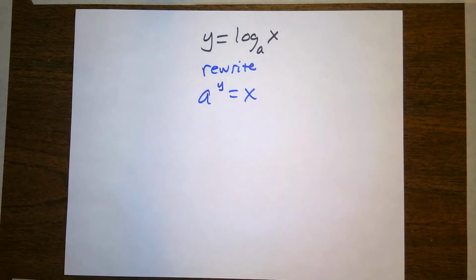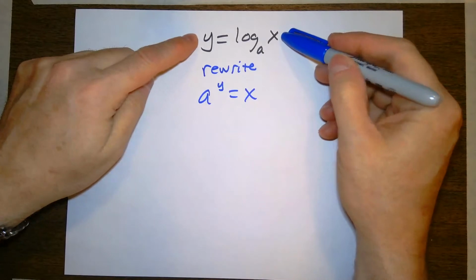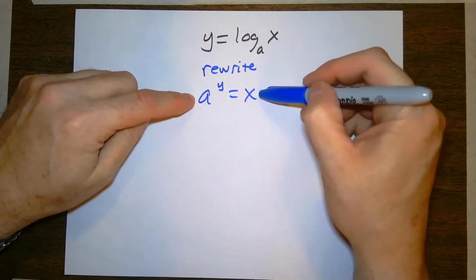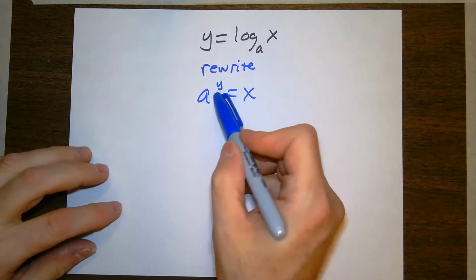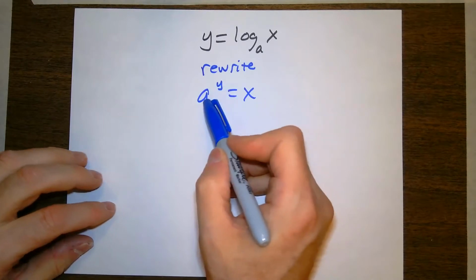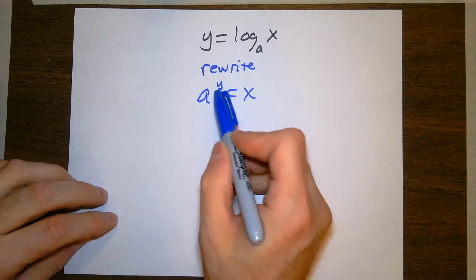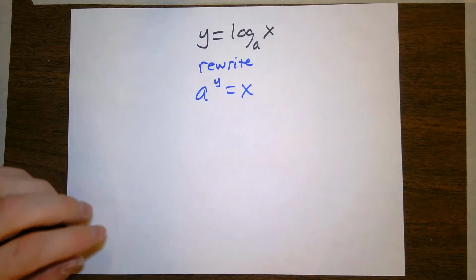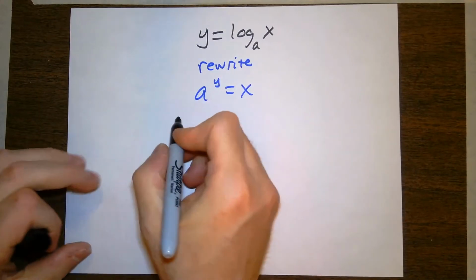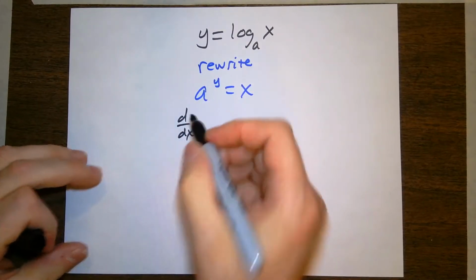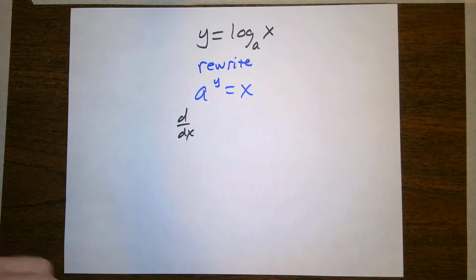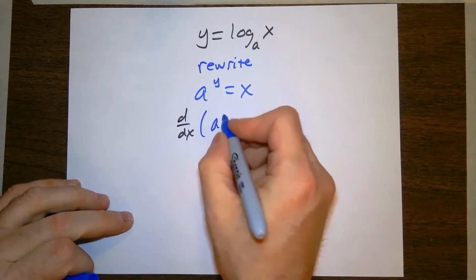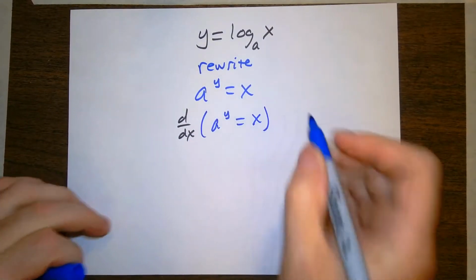So I haven't taken the derivative. I haven't done anything yet except rewrite it from logarithmic form into exponential form. This I know how to deal with. A to the y, where a is just some sort of number. I know how to do the derivative of that. All right, so now let's find the derivative of this equation, a to the y equals x.